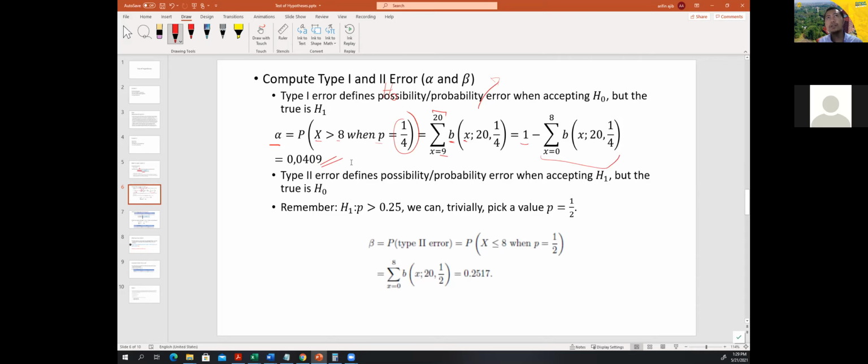Kemungkinan error menerima H0 ketika H1-nya benar itu sangat kecil, ya, hanya 4%.